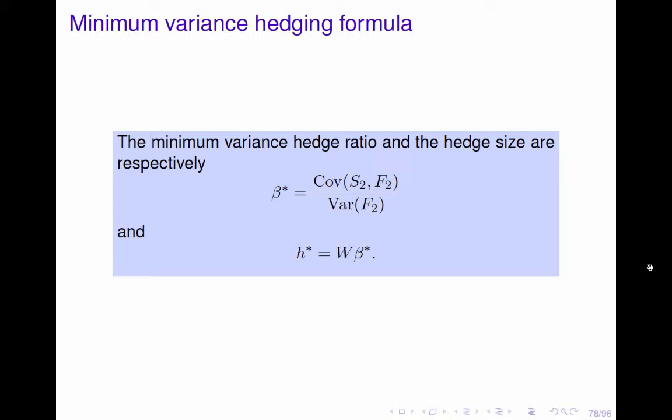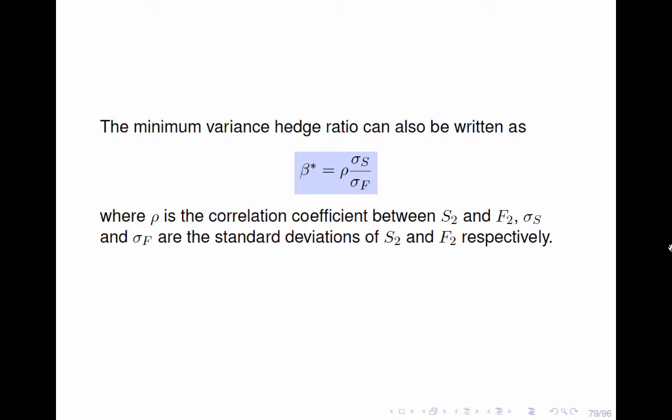Therefore, we obtain the minimum variance hedge ratio, which is equal to the covariance between S2 and F2 divided by the variance of F2, and we denote it by beta star. Hence, the optimal hedge size, denoted by H star, can be calculated by W times beta star. Let ρ denote the correlation coefficient between S2 and F2. Then, beta star can be rewritten as ρ times the ratio of the standard deviations of S2 and F2.